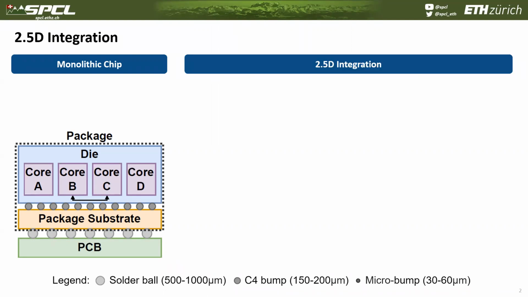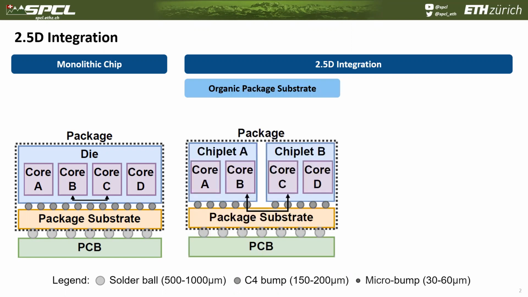When talking about 2.5D integration, we can differentiate between different flavors. We can do 2.5D integration using an organic package substrate. Here we have multiple silicon dies called chiplets that are in the same package. And to connect different chiplets, we use links that go through the package substrate. Here, in order to go from a chiplet to the package substrate, we need to go through C4 bumps. And these bumps are the limiting factor for the bandwidth of this link.